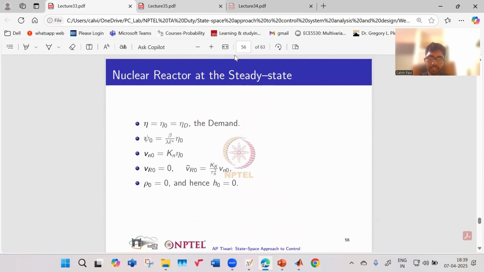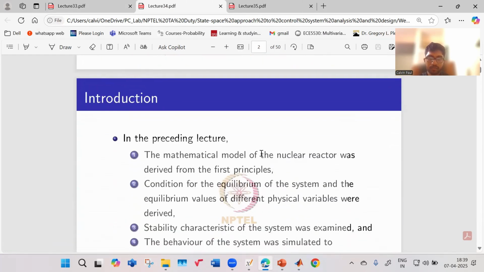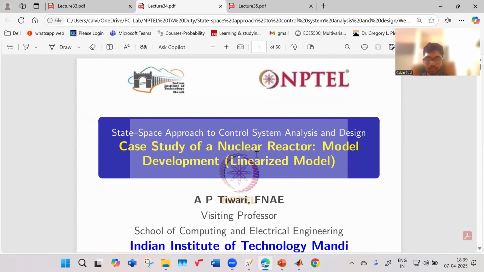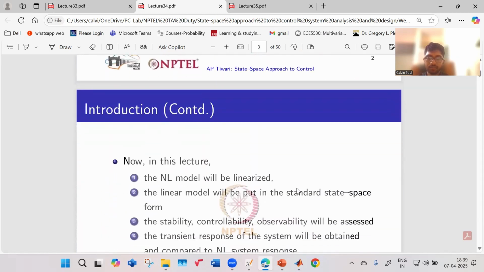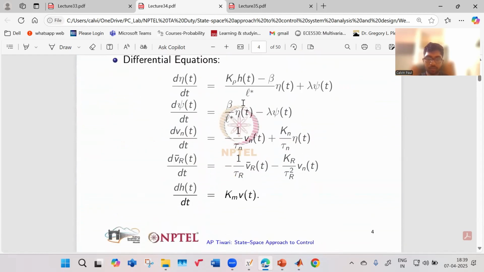So this is the nuclear reactor steady state. Let us see now what is done next. Now we are considering a case study of the nuclear reactor and model development. We are trying to develop a linearized model of this nuclear reactor. So first, the nonlinear model will be linearized. The linear model will be put in a standard state space form. We'll do the stability, controllability, observability. We will try to understand it. And then the transient response of the system will be obtained and compared with the nonlinear system performance response.